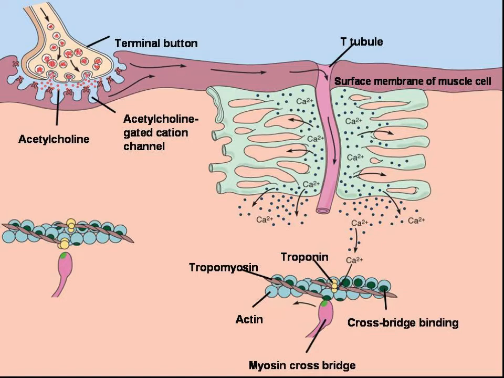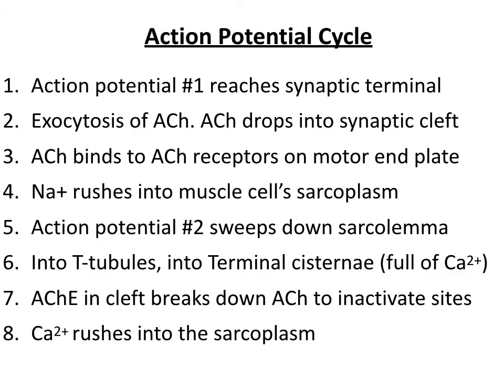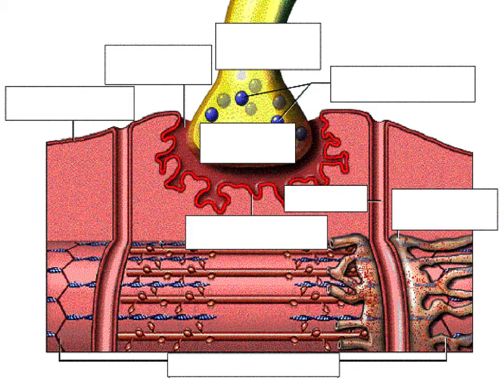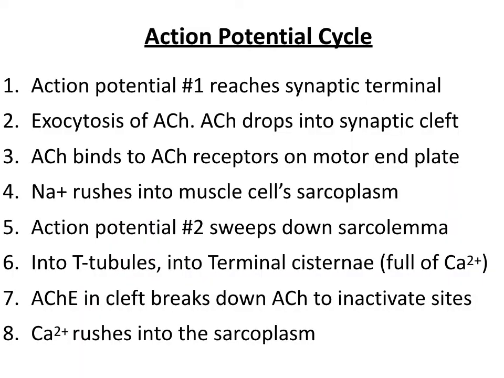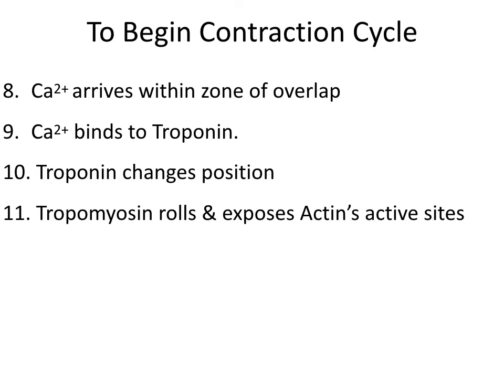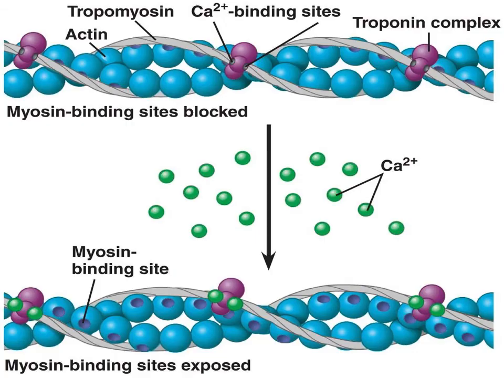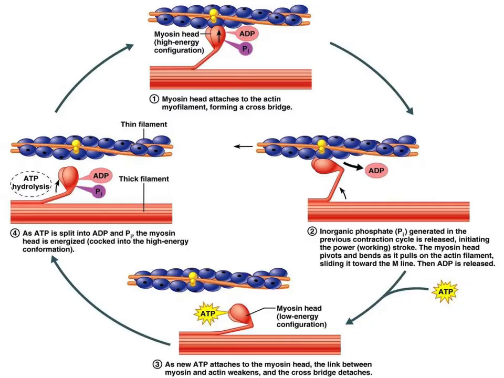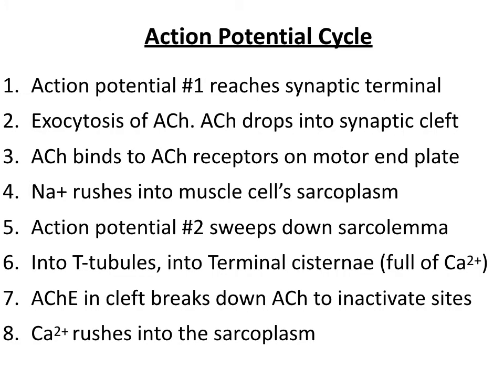So now I believe we have enough terminology to start the action potential cycle. All this terminology was just trying to get you familiar with the anatomy so that when we begin to go through the process of the action potential cycle and beginning the actual contraction cycle and ending it, we won't be completely confused.